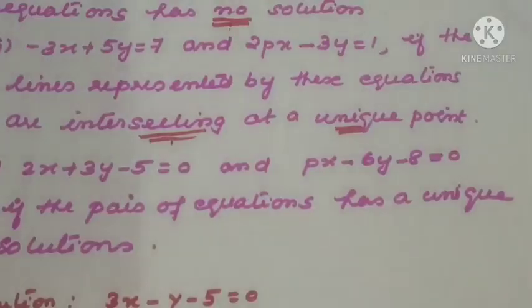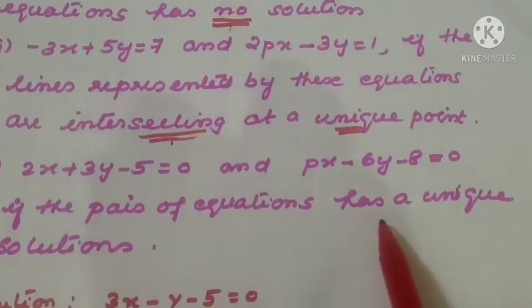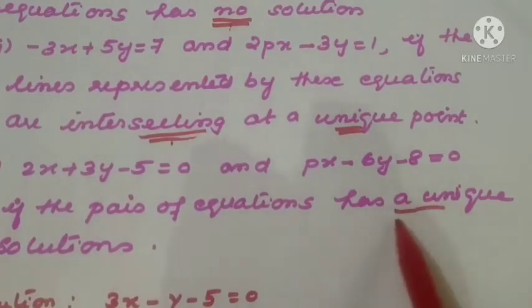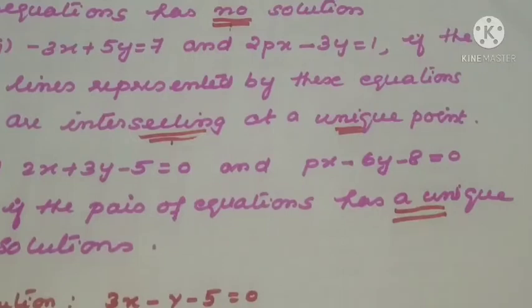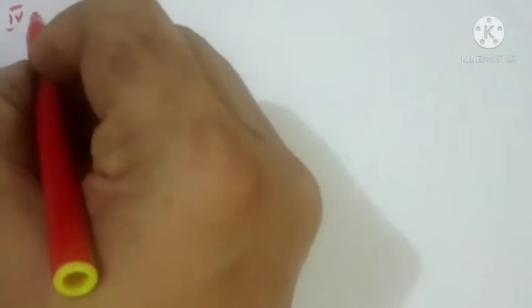Now the fourth one is 2x plus 3y minus 5 equal to 0 and px minus 6y minus 8 equal to 0. If the pair of equations has a unique solution, same rule, it is already in the standard form. Which rule should we consider? A1 by A2 not equal to B1 by B2. So that is the fourth question's solution only.